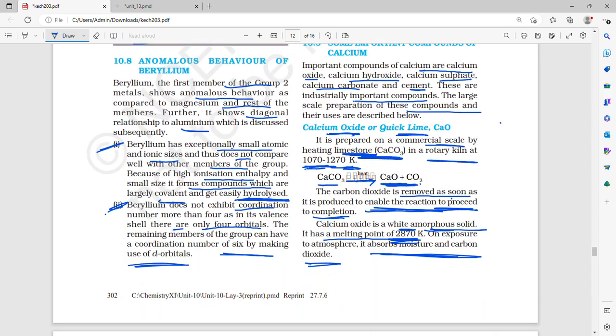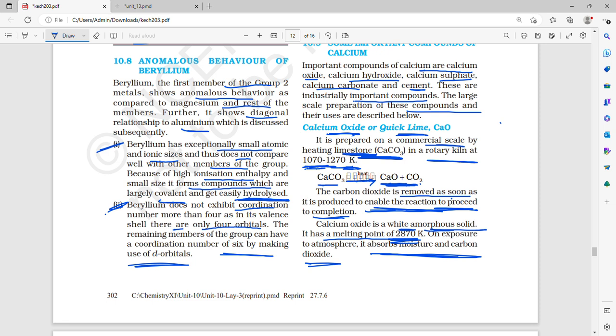Anomalous behavior of beryllium. Beryllium is the first member of group 2 metals. It shows anomalous behavior as compared to all other members of its group. Further, it shows a diagonal relationship to aluminium.